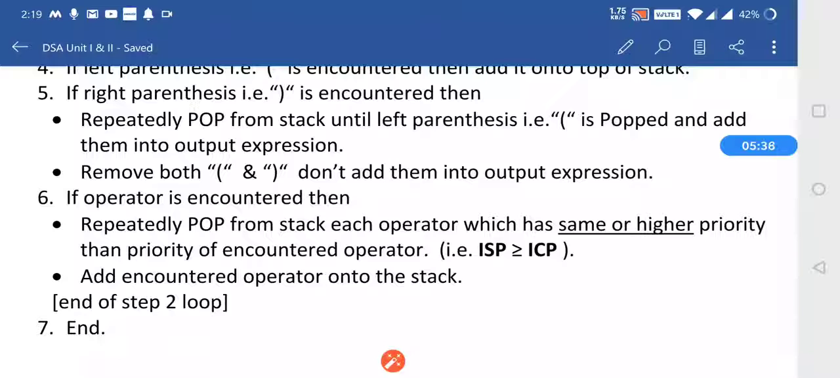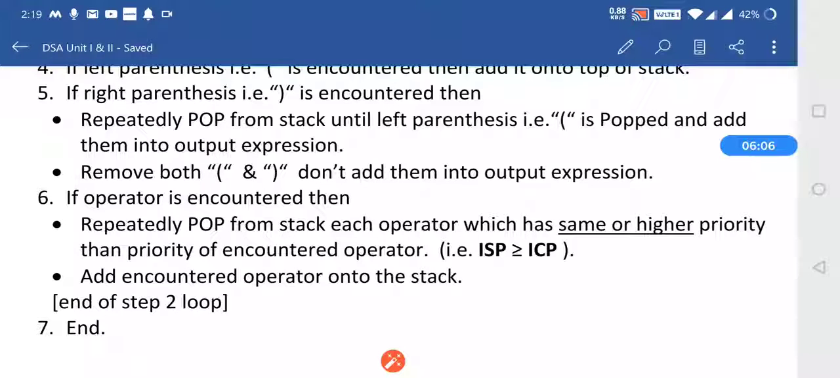This will be done until the last operator, operand or parenthesis of our expression is processed, and we will end our algorithm when the last element of our expression is moved to the output. Your input becomes empty, your stack becomes empty, and we have the final output in our output section.